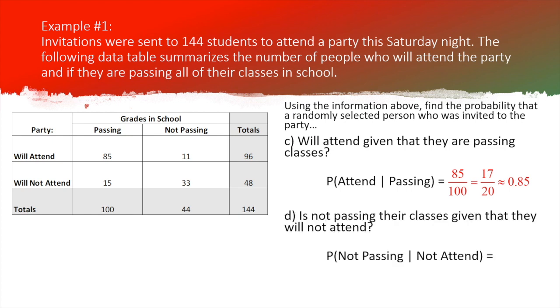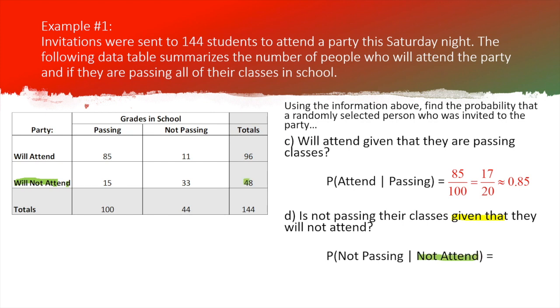Part D is also conditional. Now, what is the probability that a randomly selected student is not passing their classes given that they will not attend the party? So here we go with our "given that" again. This is also conditional, and so we're going to look at not passing classes given that they will not attend. In this case, I'm only looking at the group over here that will not attend. This is my condition: I'm told that these students will not attend the party.